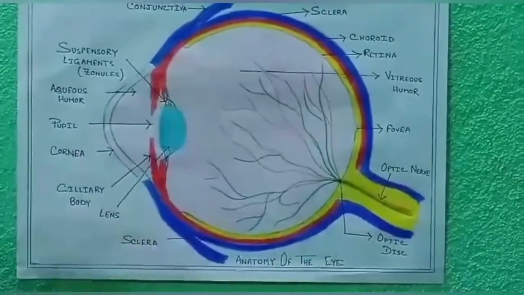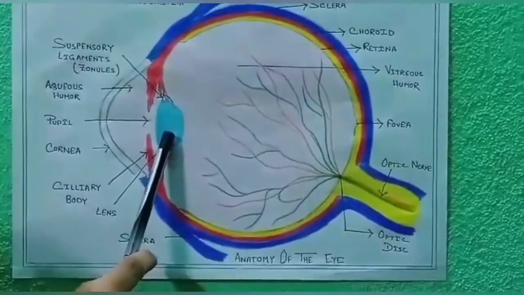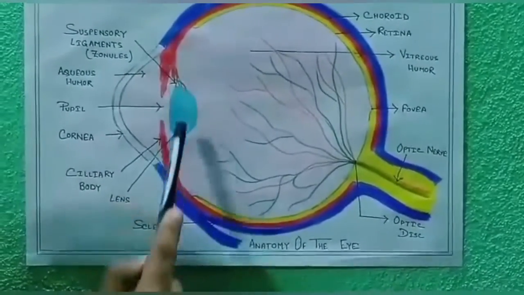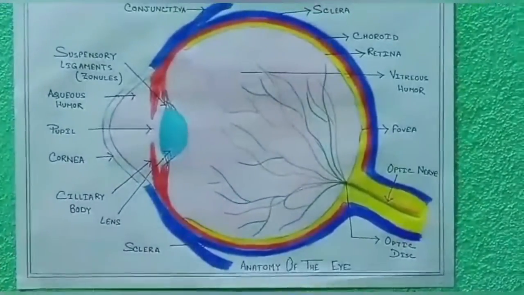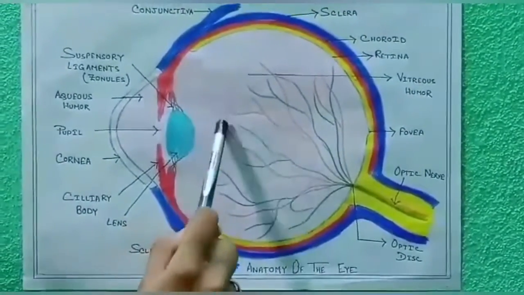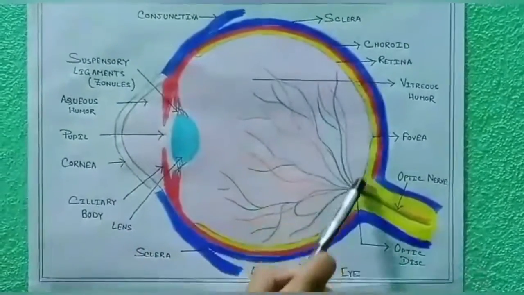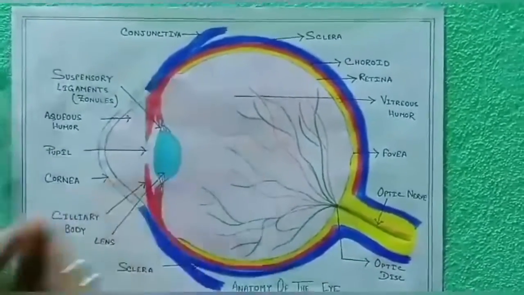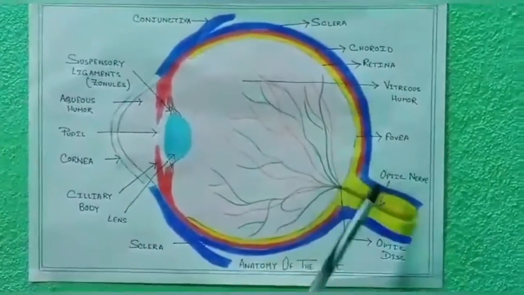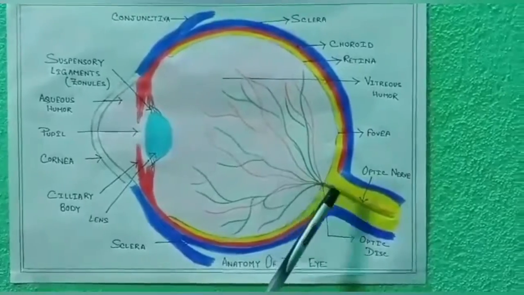This is the most important part, which is our human lens, that is crystalline in nature, and these are the zonules or suspensory ligaments which are actually holding the lens in its proper position. And this is the vitreous humor, which is also liquid in nature, and this is the retina, that starts from the ora serrata. This is the fovea, and this is the optic nerve, and this is the optic disc portion.